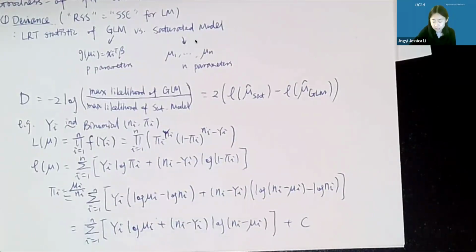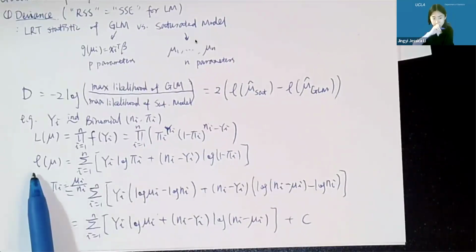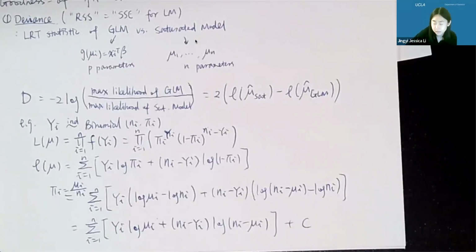Okay, so this is the deviance statistic. As long as we can write down the log likelihood for the two mu parameter estimates, one under the GLM and one under the saturated model. And under the saturated model, each mu_i hat is just equal to yi. We said it in that way. So that's what we have here.